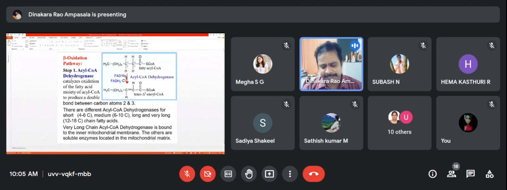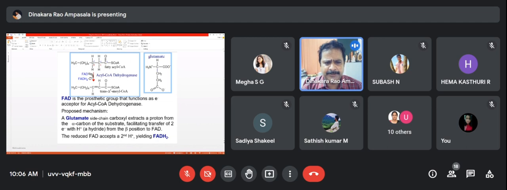For very long chain fatty acids, beyond 20 to 22 carbons, those dehydrogenase enzymes are linked with the inner mitochondrial membrane, and they face towards the matrix. Other enzymes are soluble in the matrix. The matrix is a jelly-like structure, like the cytosol inside the cell.